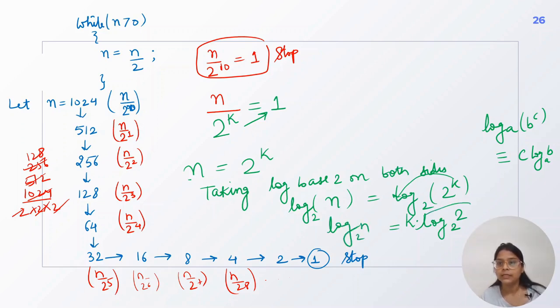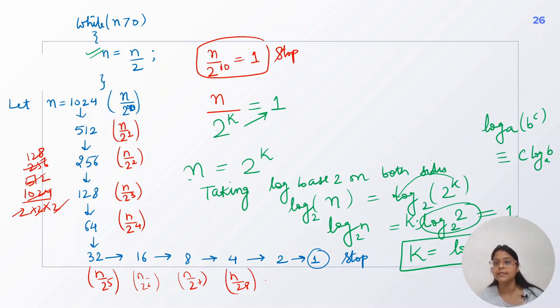Now you can see the value of log 2 base 2 is equal to 1. So k is equal to log n base 2. This is how many times this loop will execute for n is equal to n by 2. As you have seen, it will execute n upon 2 to the power 10 for n is equal to 1024. So k is the number of times the loop is executing.